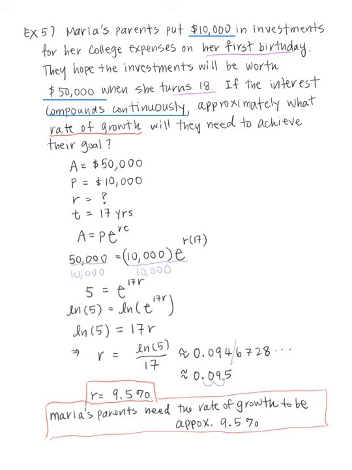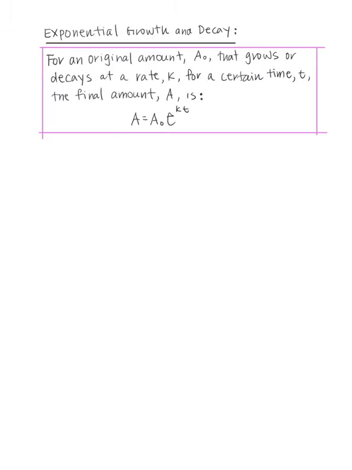All right, so here it is. Okay, so our next topic is exponential growth and decay. It says that for an original amount, a sub 0, that grows or decays at a rate k for a certain time t, the final amount, which is denoted by A, is given by A equals a sub 0 times e to the kt.